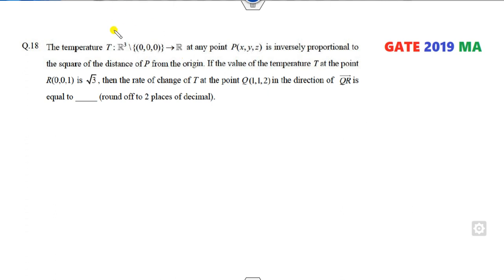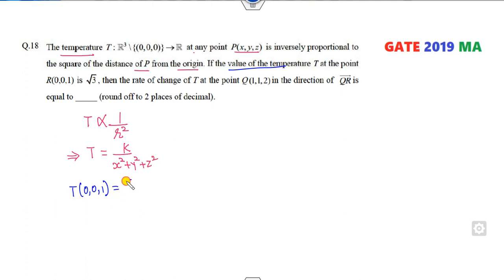Okay, look at this another question. The temperature at any point is inversely proportional to the square of the distance of the point P from the origin. So that is the square of the distance. So I can say, the distance squared is x square plus y square plus z square, and I can write the constant as k. How can you find this value? The value of the temperature at the point 0, 0, 1 is root 3.